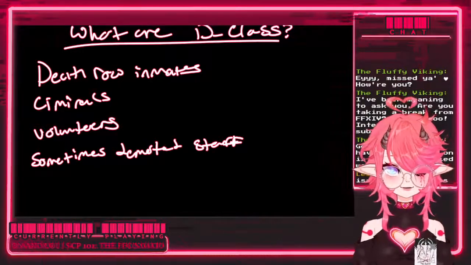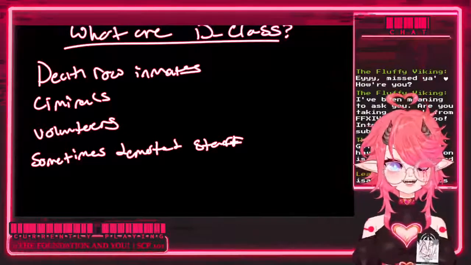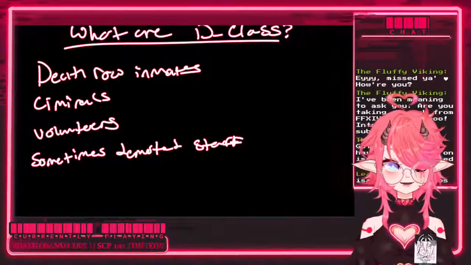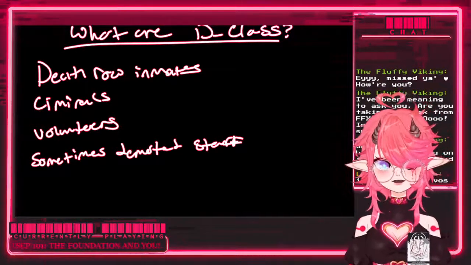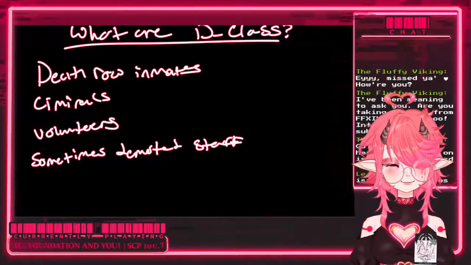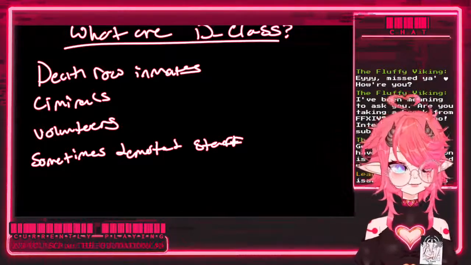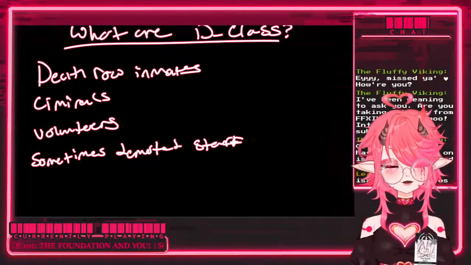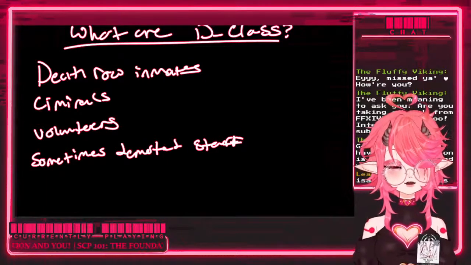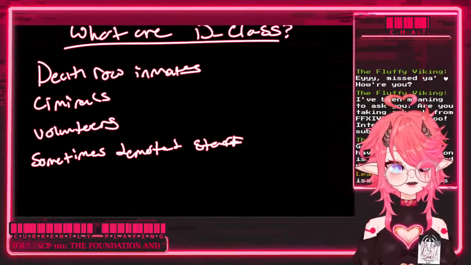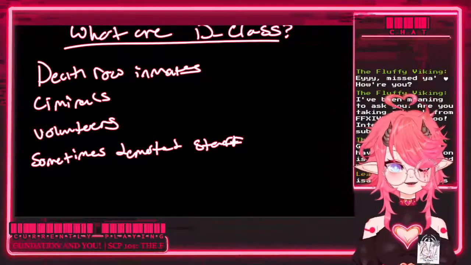etc., etc. D-Class personnel themselves tend to be individuals who are disposable. That's why they're called D-Class. In my opinion, D-Class is for disposable. They are individuals who have committed crimes, death row inmates, criminals, and sometimes people volunteer to be D-Class. Sometimes they're demoted staff. These staff are usually people like doctors or researchers who have failed their specific tasks so badly that the Foundation itself decides to demote them down to D-Class, which means that they are at a higher risk.